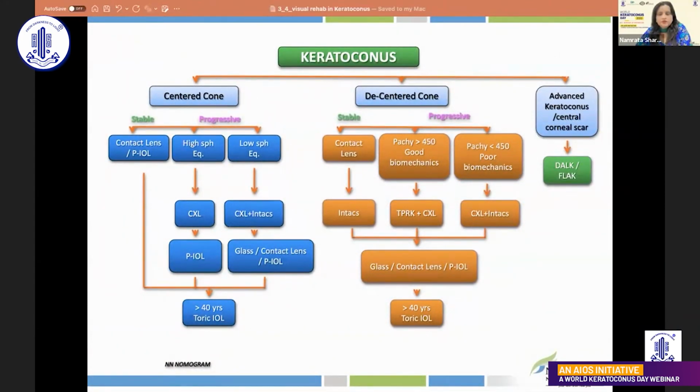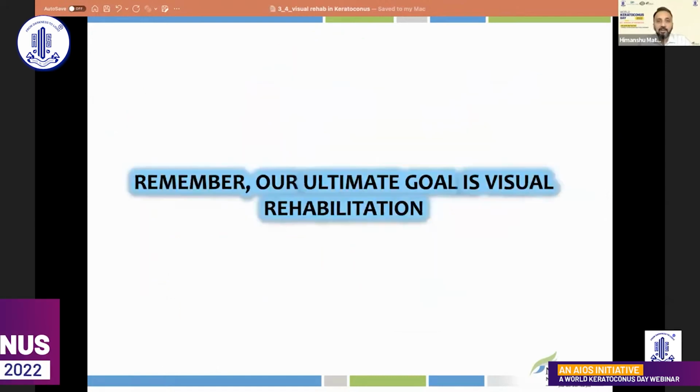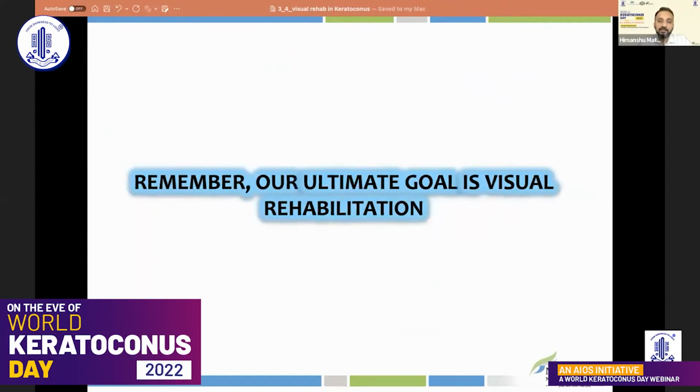So when we talk about keratoconus, this is how we like to treat it, based on the location of the cone, whether the cone is centered or decentered. And as the previous speaker said, if there's a progression in keratoconus, we would like to stop the progression. Ultimately, whatever we do, the ultimate goal is visual rehabilitation.